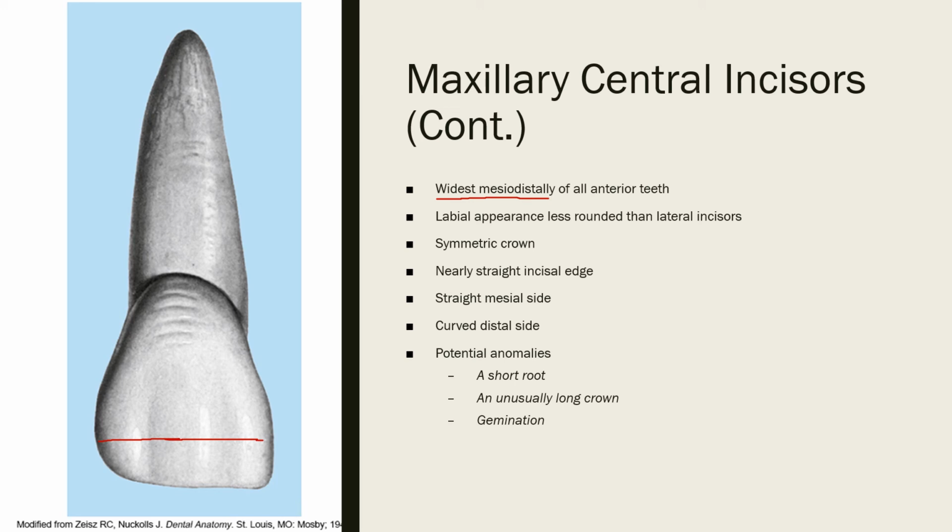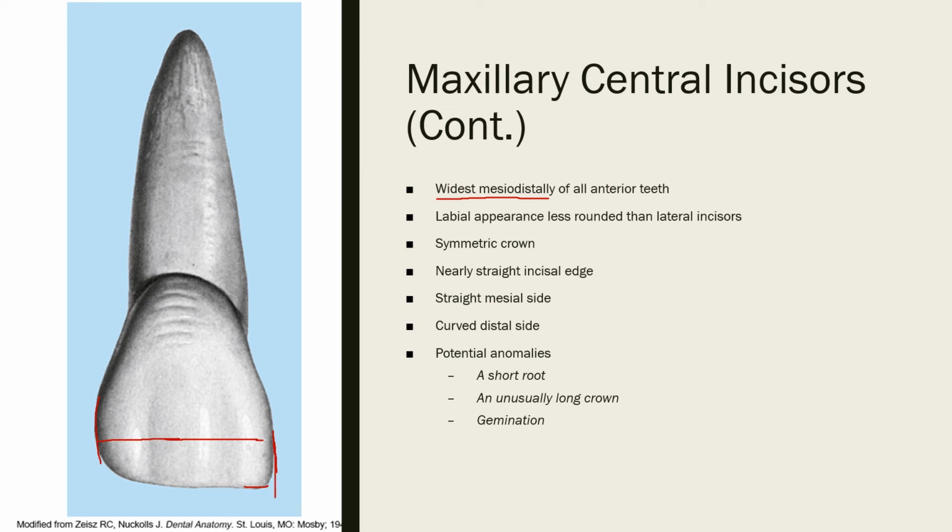It's a fairly symmetric crown, meaning very similar if you were to fold it in half, okay? It's nearly straight on the incisal edge, and if you look on this, it's straight on the mesial side and curved on the distal side. So what I want you to see is how it's straight here, but then here it's a little more curved, okay? And what this does is it causes this to be almost a 90-degree angle here, okay?